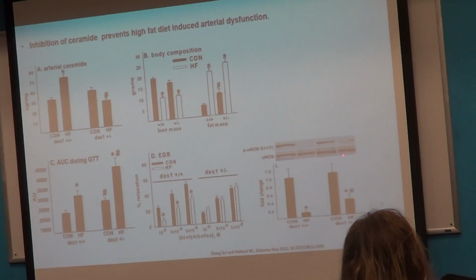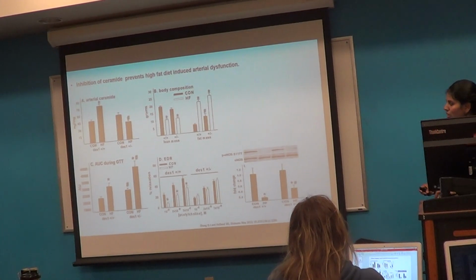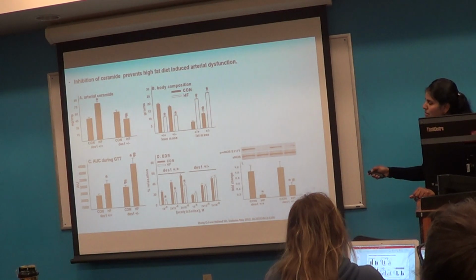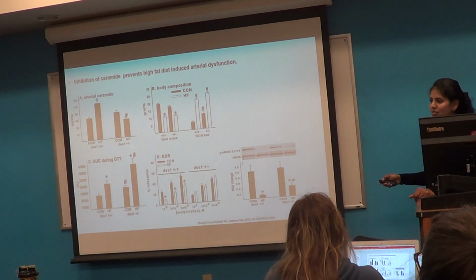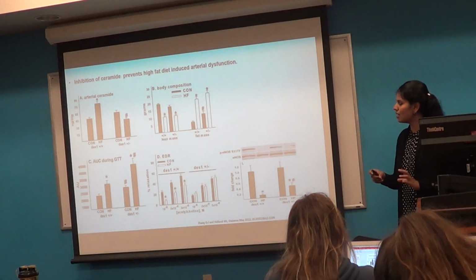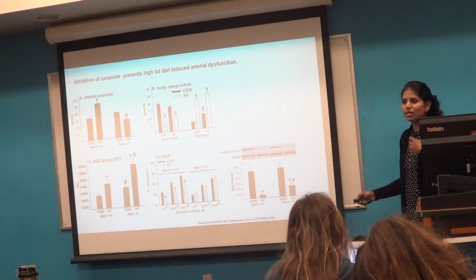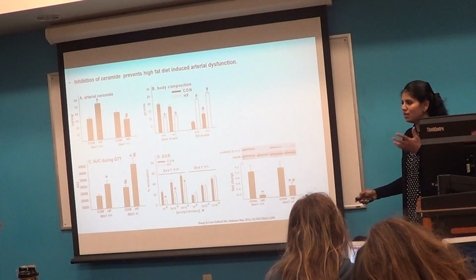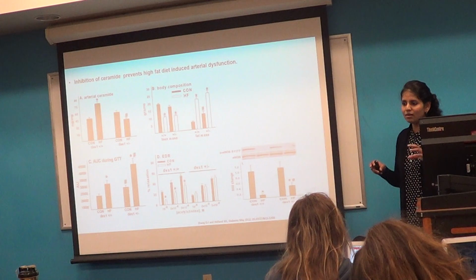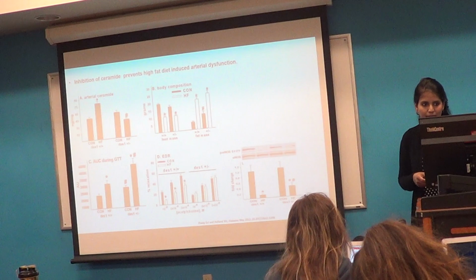And if you see eNOS phosphorylation in the high-fat mice, you have very little eNOS phosphorylation. In the DES1 mice, you start getting a little bit more. So there's a connection between ceramide and eNOS. Even though the body fat mass was very similar to a wild-type mouse on a high-fat diet, and it was becoming insulin resistant and developing impaired glucose tolerance, the only difference is that ceramide was gone. You seem to get better eNOS function. eNOS is coming up. So there is a link.